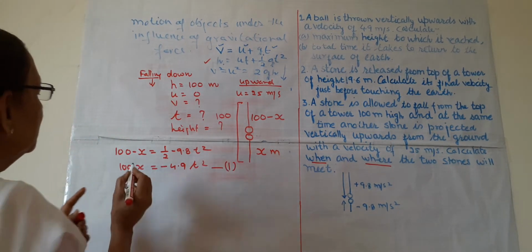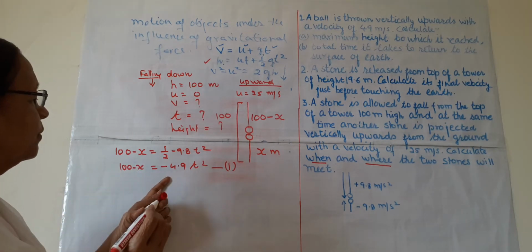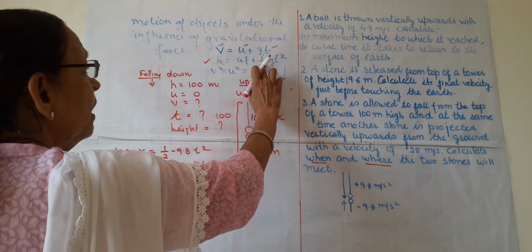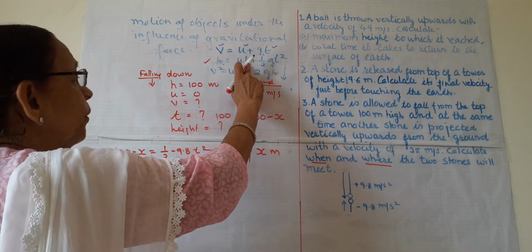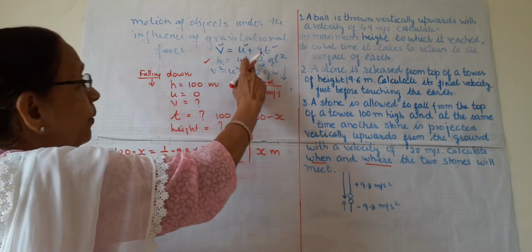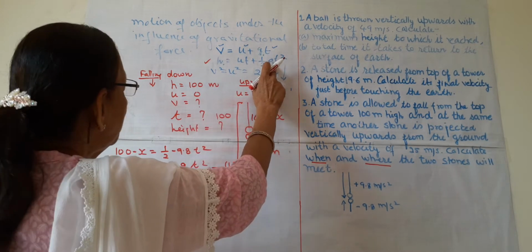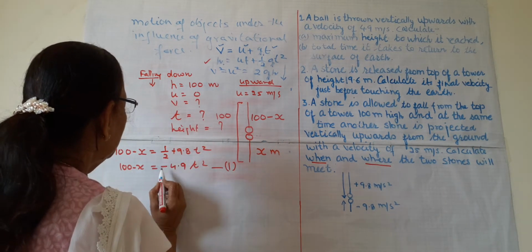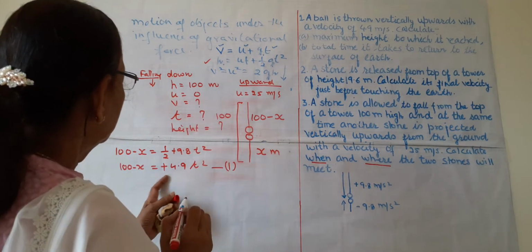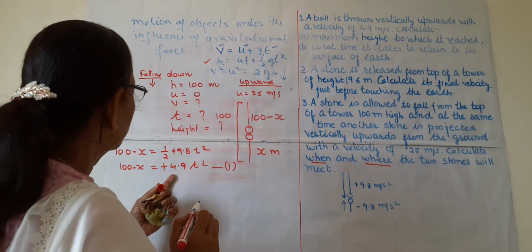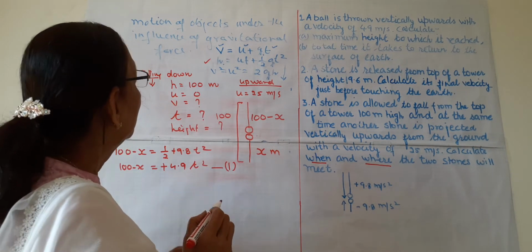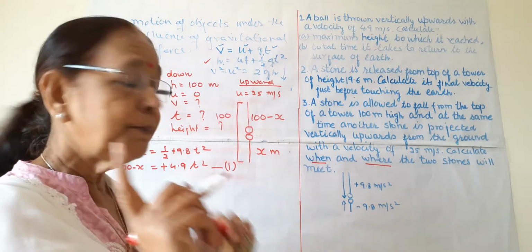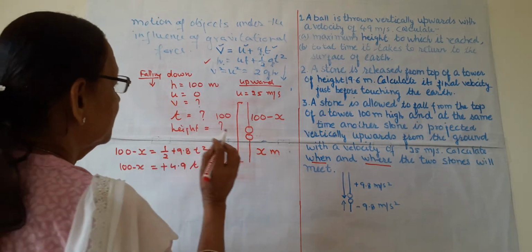Our first equation is 100 minus x is equal to minus 4.9 t square. We have written this formula, half g t square, and ut is 0 because u is 0. This sign should not be minus, it is falling down, so it should be plus. So 100 minus x is equal to plus 4.9 t square. It is falling down, so we will take 9.8 as plus. So this is the first equation.